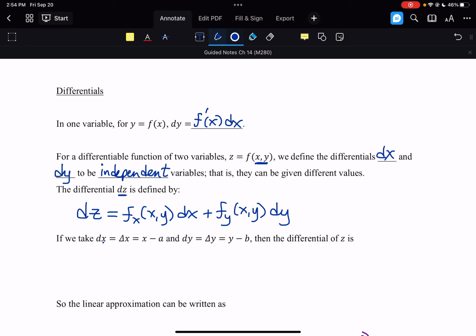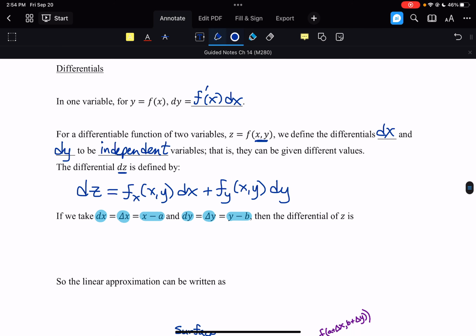Now, if we take dx to be equal to delta x, which is just the change in x on the function, so that's x minus a, and take dy to be delta y, which is y minus b, the differential of z, putting it in a new form here, is dz equals fx of a, b times x minus a plus fy of a, b times y minus b.